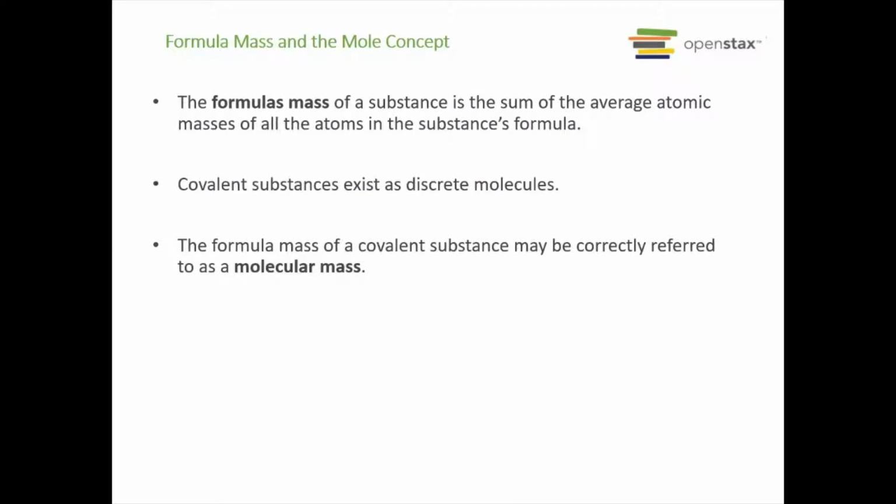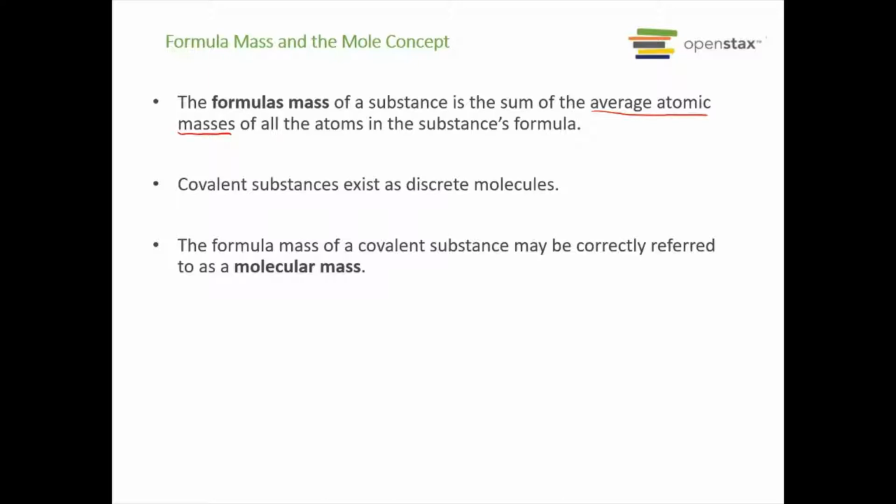So let's start by talking about formula mass. The formula mass of a substance is the sum of the average atomic masses of all the atoms in the substance's formula. So literally you look at how many of each atom there are, you look at its atomic mass, you add them all together.